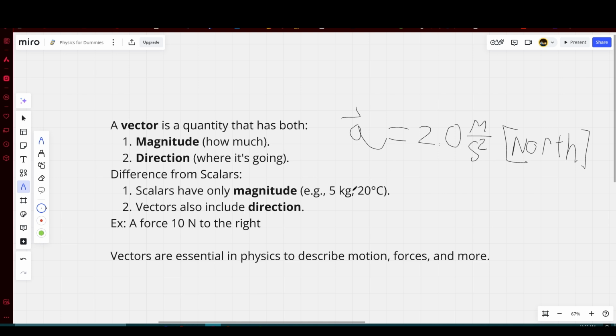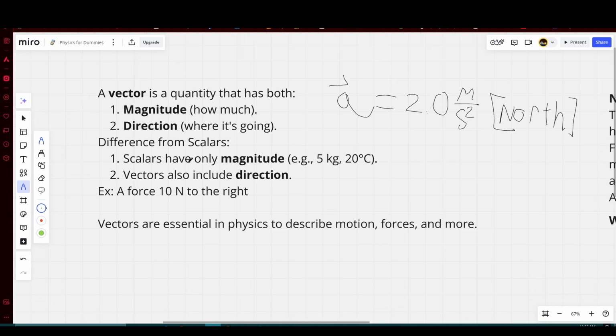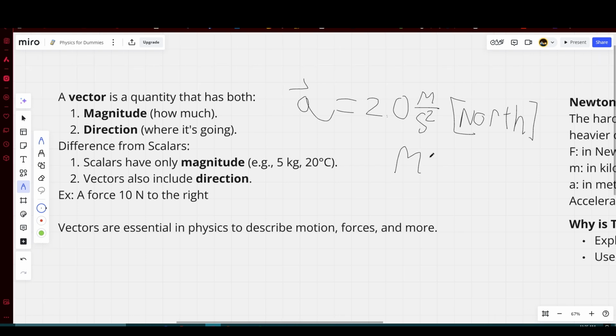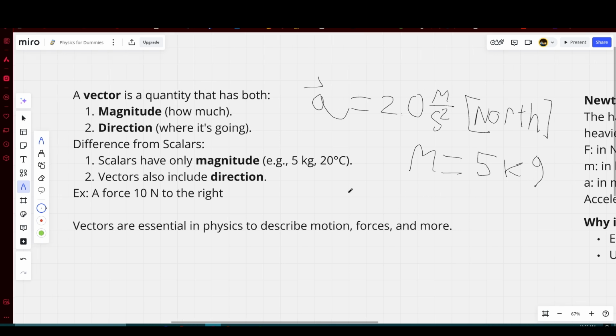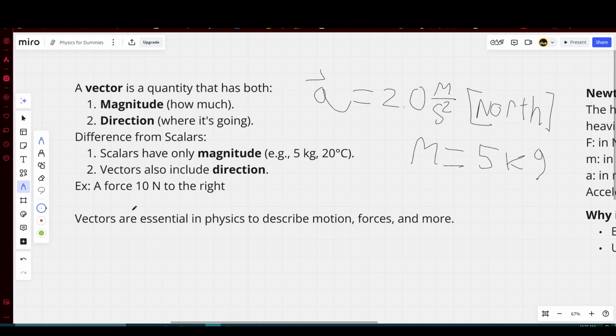And scalars only have magnitude. Mass, let's say 5 kilograms. There's no direction. It just has magnitude, only has size. Another example of a vector would be a force of 10 newtons to the right. Basically, vectors are essential in physics to describe motion and forces and more.